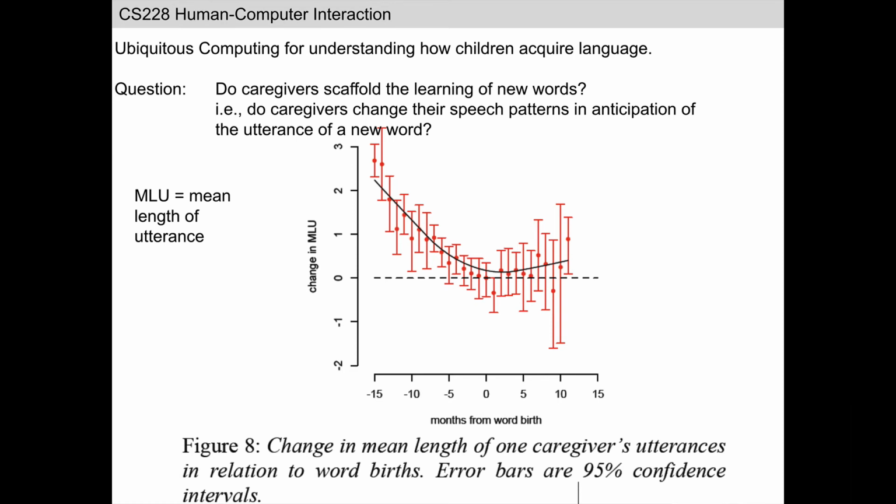So if we move to the left here, for a given word, we can ask what was happening before, earlier in time, months before the child uttered that particular word for the first time.